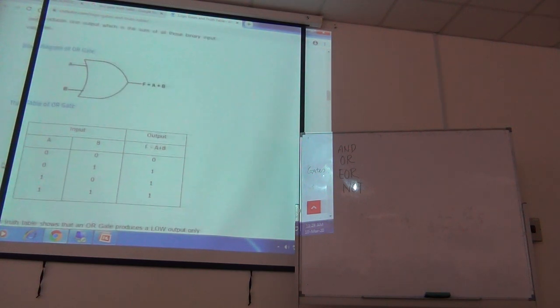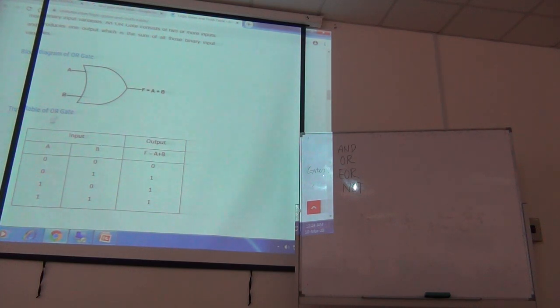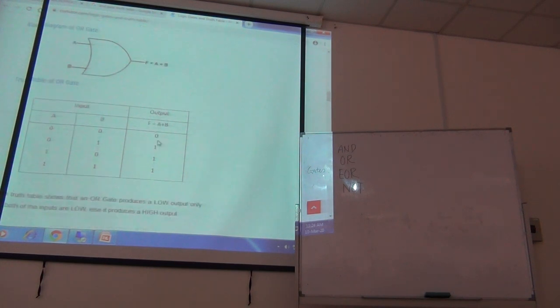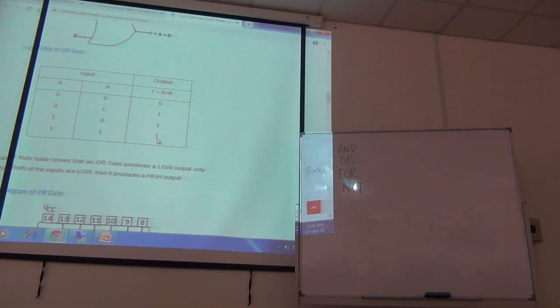So that was the AND gate. So this is the OR gate. The symbol is like this. We have A and B as the input, and the output will be F, A plus B. Looking at the truth table, for any input, if you have 1, the result will be 1. If you have 0, 0, the result will be 0. Okay, no dispute on this table, right? Very simple, right? OR table.